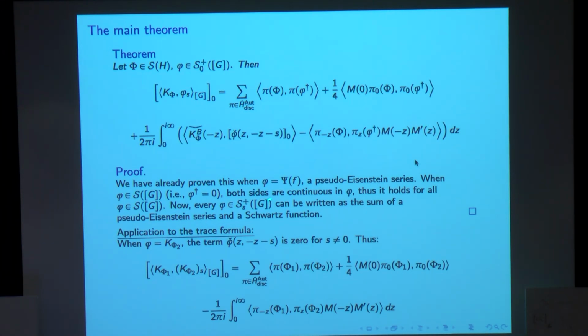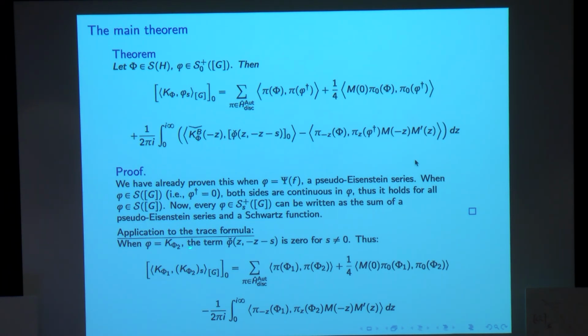So the proof is that we've already proven it for pseudo-Eisenstein series, and the whole space of asymptotically finite functions is the sum of pseudo-Eisenstein series and Schwartz functions. So for Schwartz functions, if your pseudo-Eisenstein series was already Schwartz, you would end up with an expression that would not include these terms. And both sides of the expression are obviously continuous, so they can be extended from pseudo-Eisenstein series to the whole Schwartz space. So you end up with this expression that holds for all asymptotically finite functions.